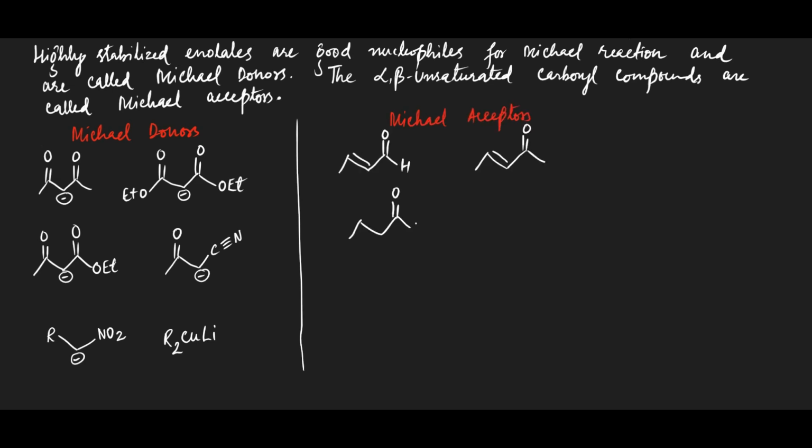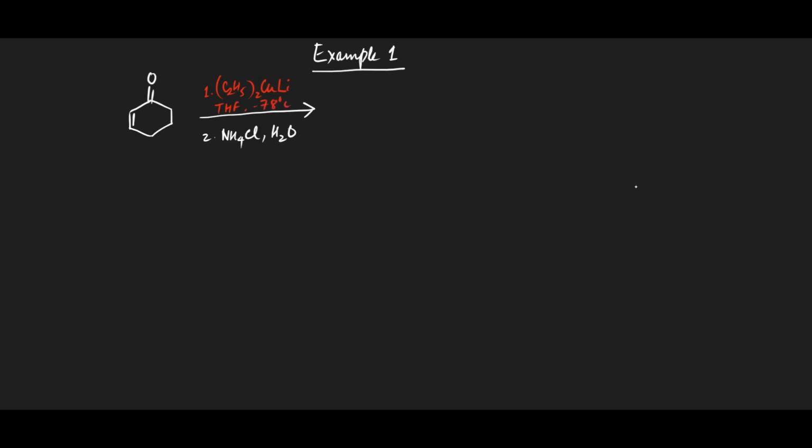Any one of the Michael donors in this table will react with any one of the Michael acceptors to give a 1,4 conjugate addition reaction. With this in mind, let's now explore the outcome of some reactions. In this example, the starting material is an alpha-beta unsaturated cyclic ketone, which can function as a Michael acceptor. The reagent, lithium diethyl cuprate, as we now know, adds irreversibly and therefore gives conjugate addition. Therefore, this can function as a Michael donor. As such, we expect a Michael reaction.